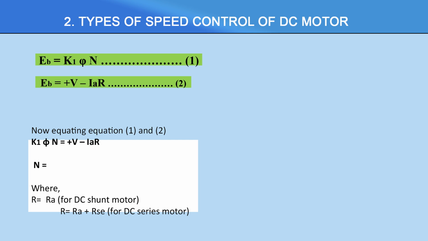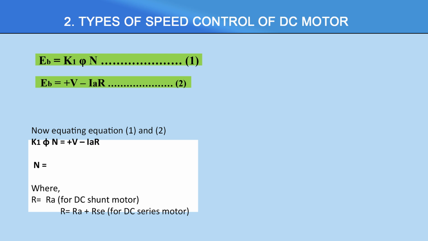Now, equating these two equations, it becomes K1 phi N = V - Ia R. Then N = (V - Ia R) / (K1 phi), where R = Ra for DC shunt motor and R = Ra + R series for DC series motor. The R values are different for DC shunt and DC series motor.